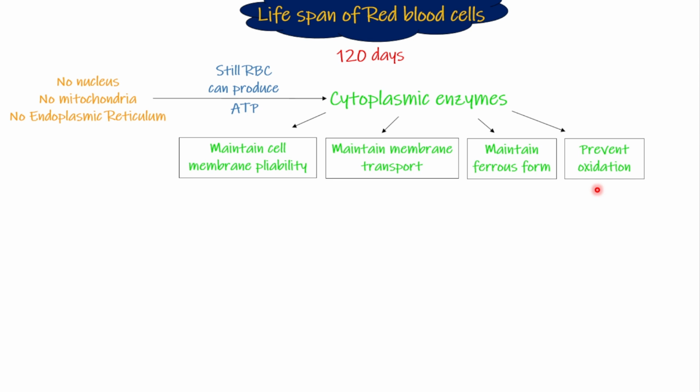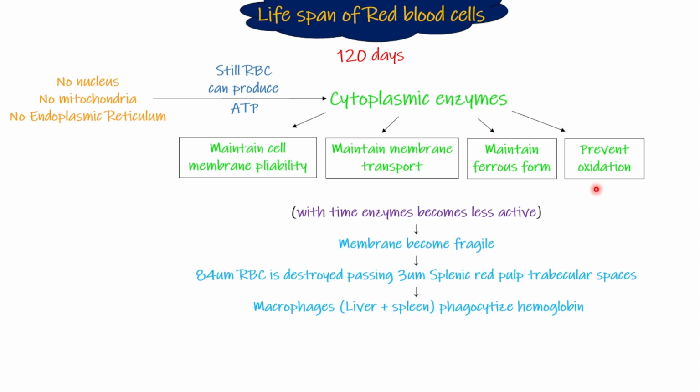Now, what will happen if these enzymes become less active? After 120 days, or with time, these enzymes which are performing these functions become less active. When they become less active, they will not be able to maintain the cell membrane pliability. The membrane will become fragile.